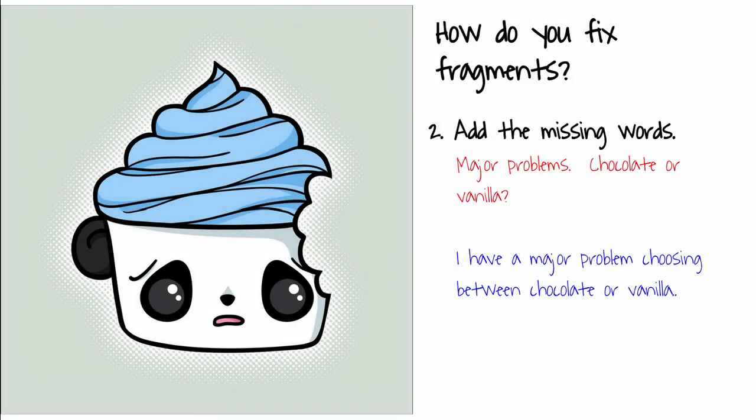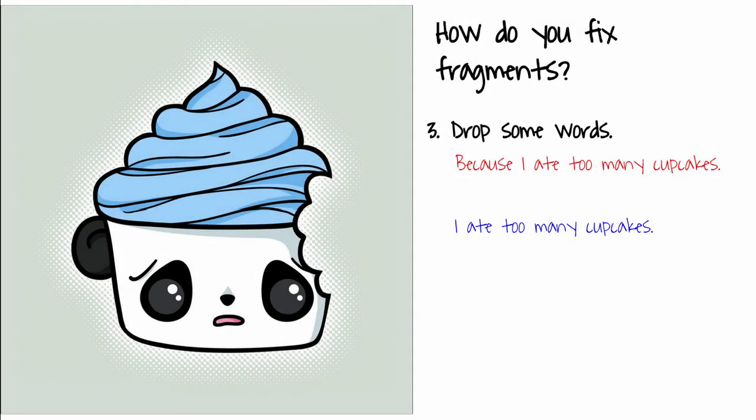Our next strategy is to add the missing words. Here is an example of a sentence fragment with missing words. Major problems, chocolate or vanilla. Here's the complete sentence. I have a major problem choosing between chocolate or vanilla. So there I added the subject and the verb.